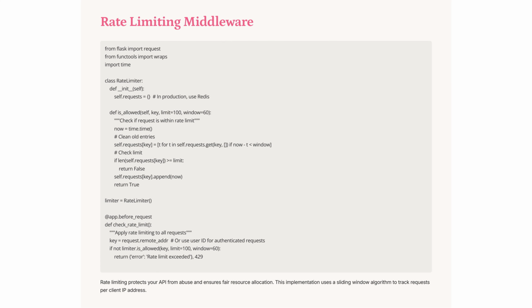Rate limiting is crucial for API protection, preventing abuse and ensuring fair resource allocation. Using a sliding window algorithm, it tracks requests per client IP. If a client exceeds 100 requests in 60 seconds, access is denied. This approach efficiently manages traffic, safeguarding your application from excessive load.